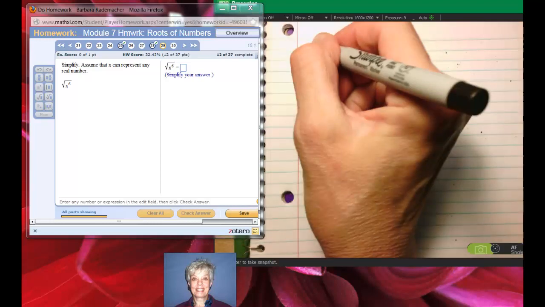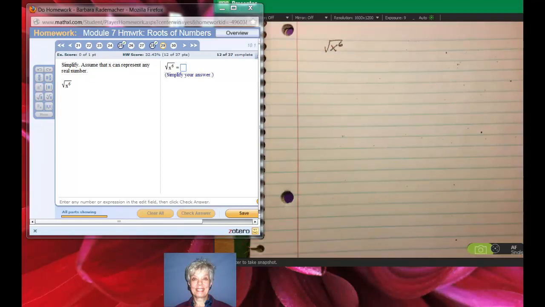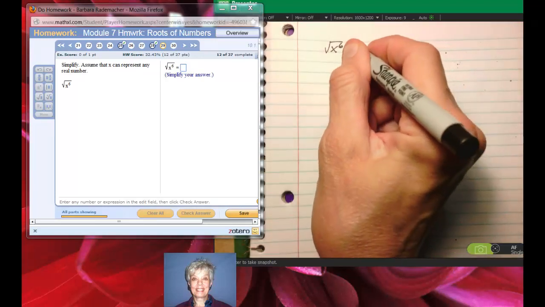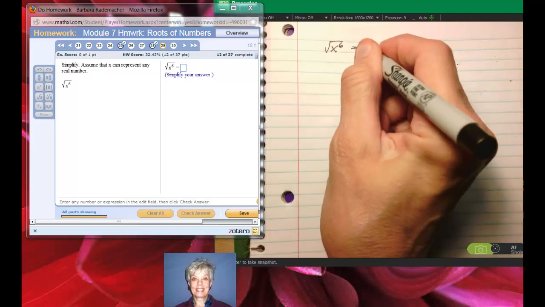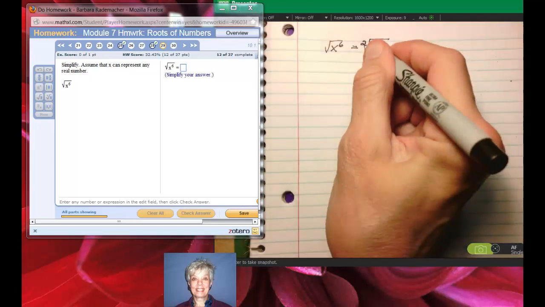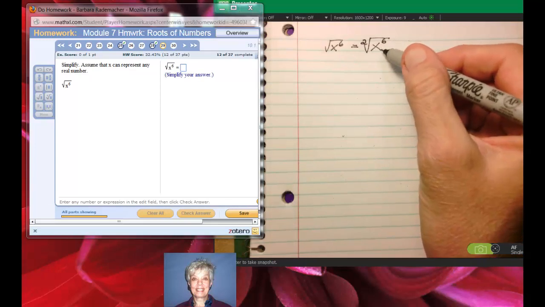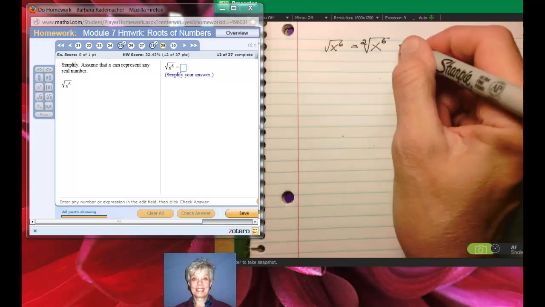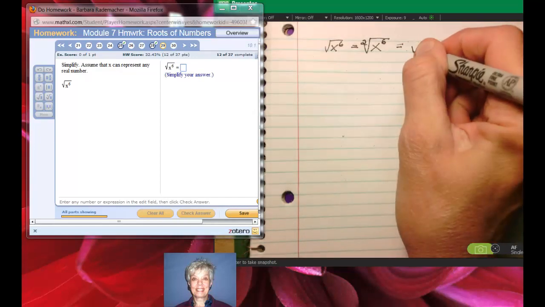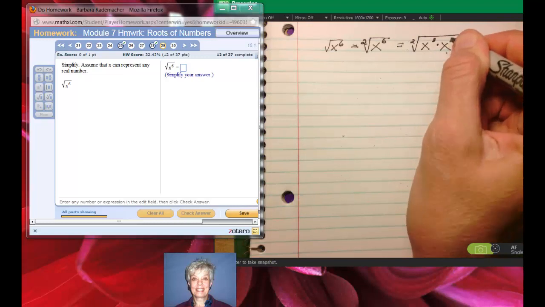We're being asked to take the square root of x to the sixth power. So now is the time that you have to know that whenever you take a square root, it has an invisible index, 2. Now we're looking for the number that you can multiply by itself and get x to the sixth. That's going to be the square root of x to the third times x to the third. They're identical.